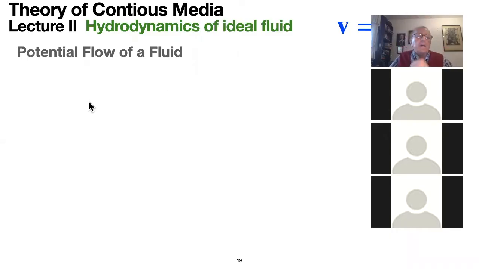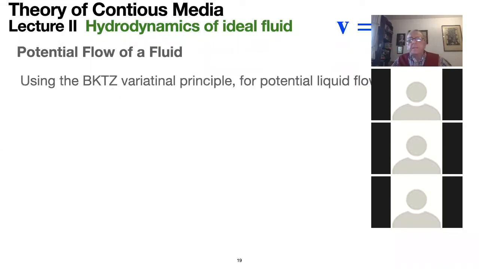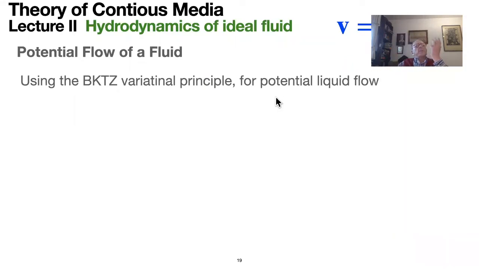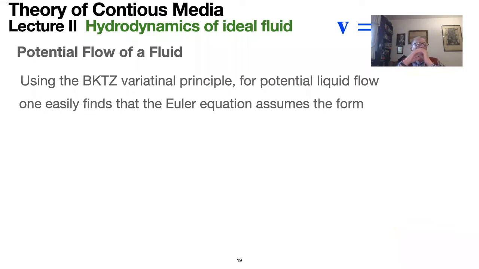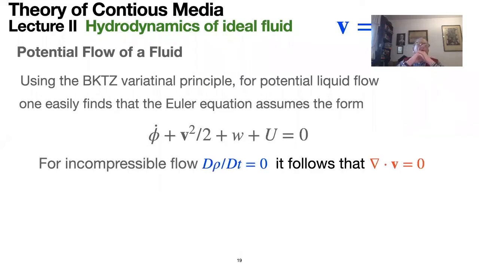So we are going to talk tonight about the potential flow of an ideal fluid. And as we can derive from these variation principles we introduced, if the flow is potential, then the Euler equation assumes a very simple form, namely the time derivative of a velocity potential plus velocity square over two plus this thermodynamic function W, which we might call the chemical potential or enthalpy, plus a potential of external forces are equal to zero. And I shall, for a considerable part of what will follow, consider fluids which are incompressible.